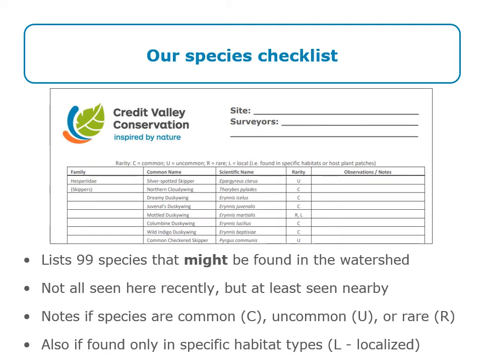All right, what species might you be seeing? Well, we provide with our registration package and on our website a checklist for the watershed of 99 species that might be found here. Now, not all of those species have been seen here recently, but they've at least been seen nearby. And the list itself tells you if the species are common, uncommon, or rare. Also, it'll tell you if they're found in specific habitat types. So it'll say L for localized, maybe something only occurs in wetlands or another particular habitat type. You can use this checklist when you go out if you want to do a time survey or if you just want to keep track of what species you've seen. So this is available on our website.